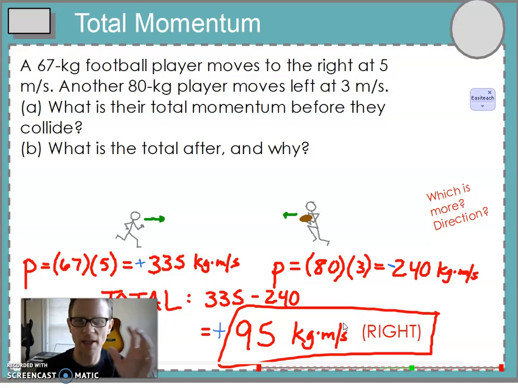They haven't collided yet. Then what would happen, especially if this were happening on an ice rink where you could observe, is they would collide. They might hold on to each other. Here's the answer to B: the total momentum is going to be the same afterward. It's going to be 95 kilogram meters per second to the right. If they held on to each other, you would see them moving to the right. Why? That's because of something called the law of conservation of momentum.